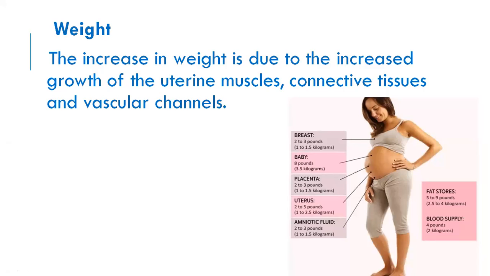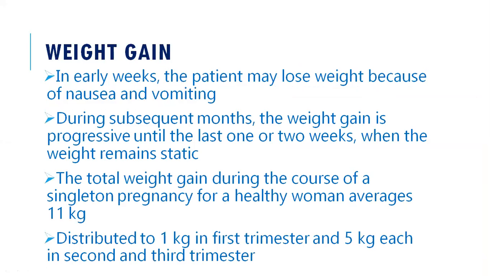Weight. Weight changes occur during pregnancy. The increase in weight is due to the increased growth of the uterine muscles, connective tissue, and vascular changes. So how does the weight gain occur? In the early weeks, the patient may lose some weight because of nausea and vomiting.